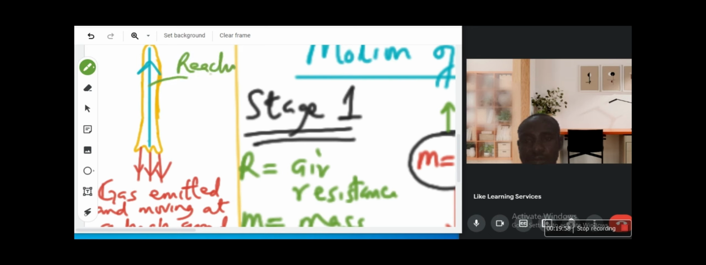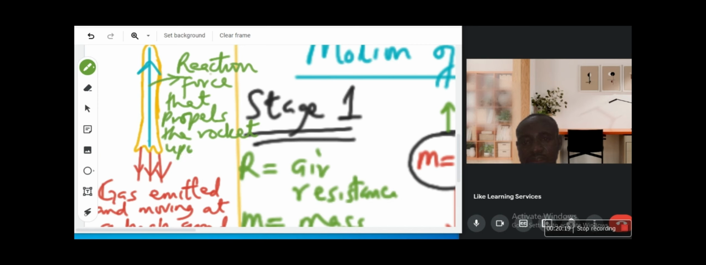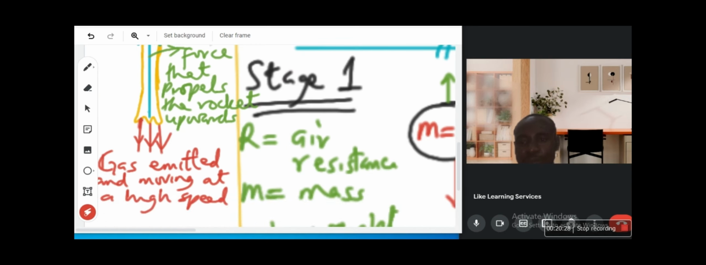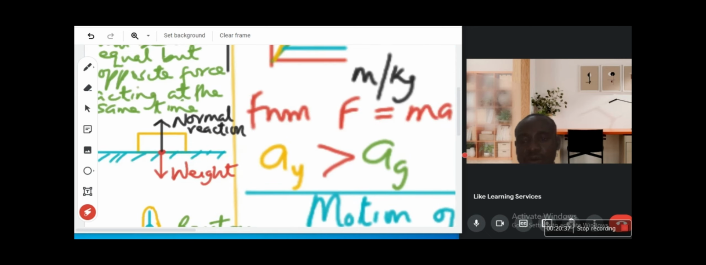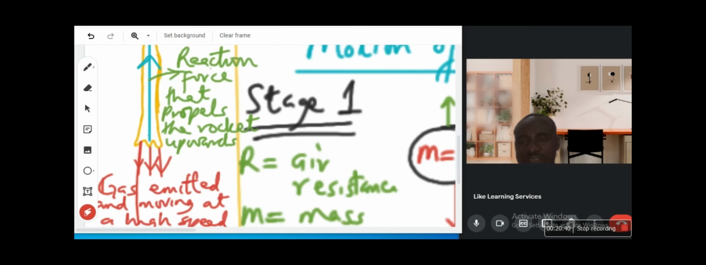Reaction force that propels the rocket in the opposite direction, upwards if you like. So this reaction force will propel the rocket upwards as gases are burned and emitted at the other end in the opposite direction. If you want this rocket to move upwards, we need to emit these gases.